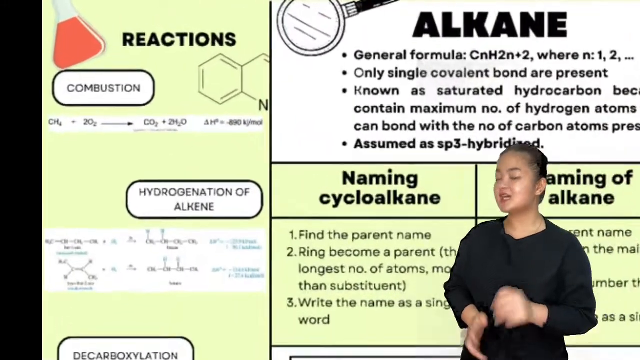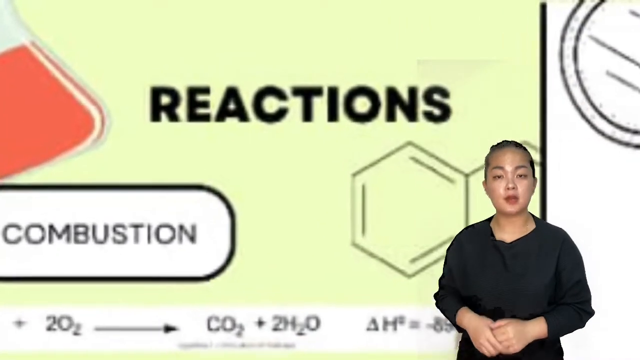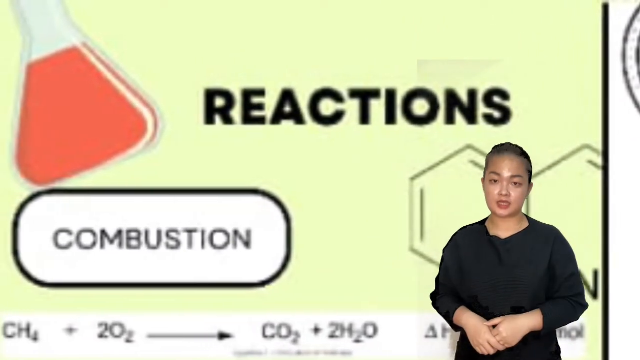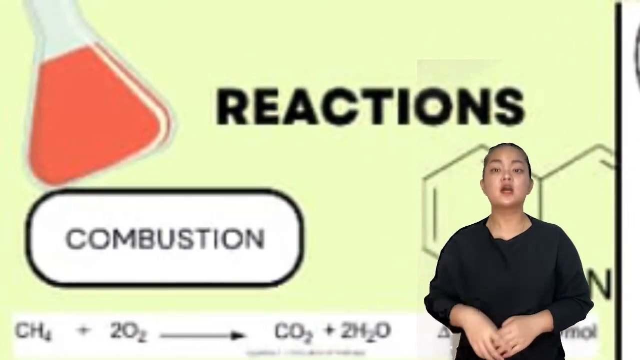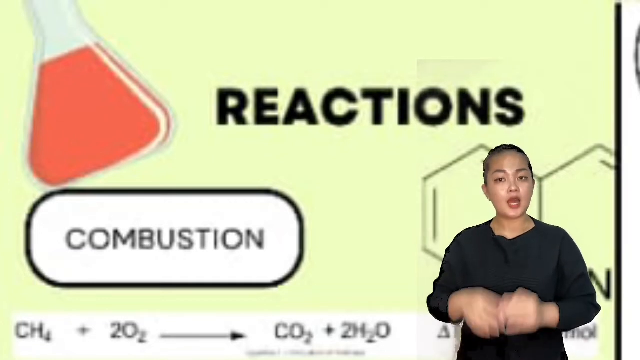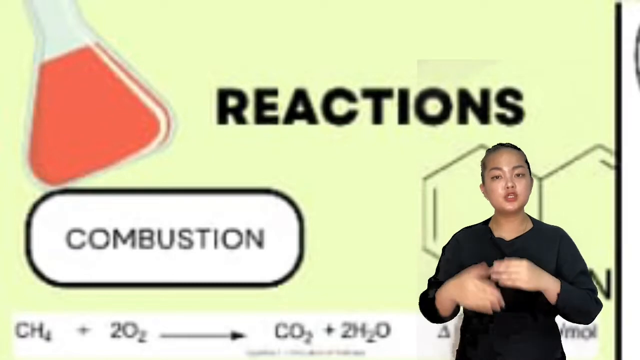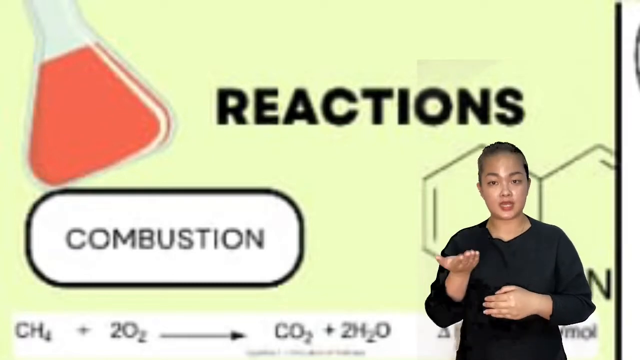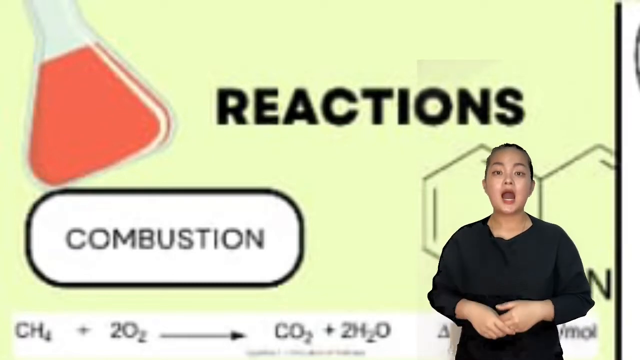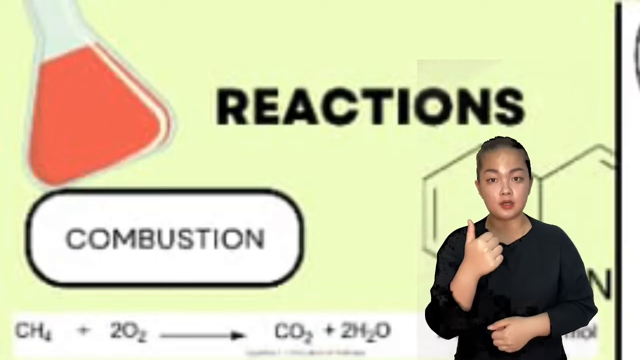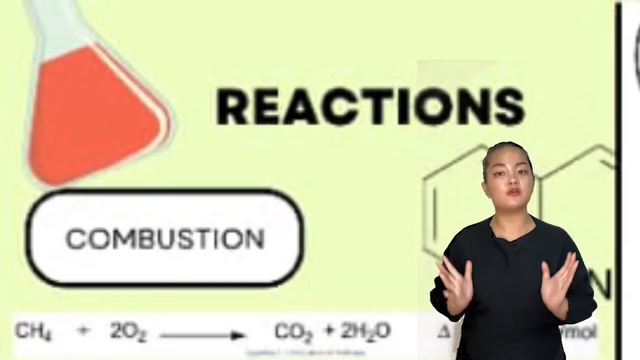Thank you. So right now we're going to talk about reactions in alkane. The first one is combustion of alkane. Alkane reacts with oxygen in a combustion reaction, usually to produce carbon dioxide and water. Alkanes make very good fuel when they burn because they release a large amount of heat.